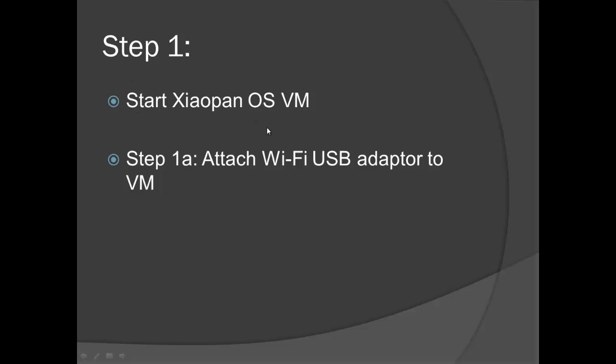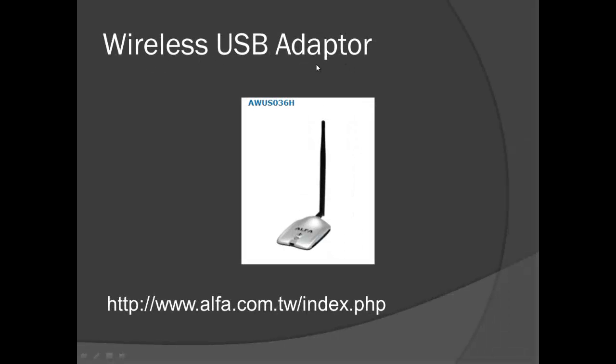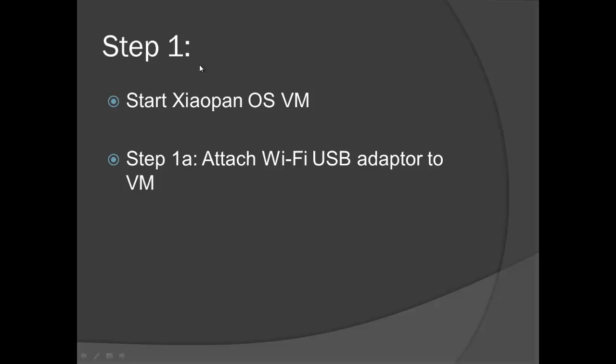The first step in hacking WEP will be to start our Xiaopan OS virtual machine, and then once we've started our Xiaopan OS virtual machine, we'll then need to attach our wireless USB adapter to our virtual machine. Now the wireless USB adapter that I'll be using in this demonstration will be the Alpha Networks AWS036H.